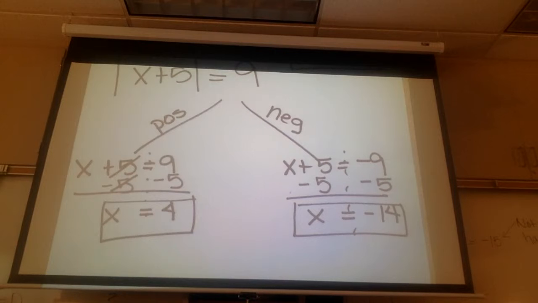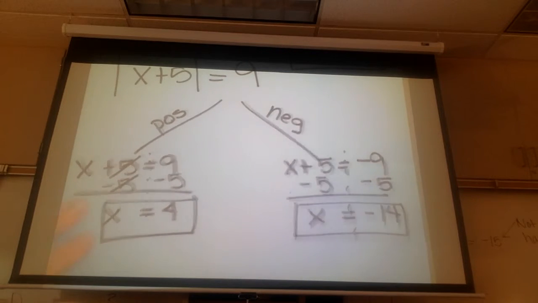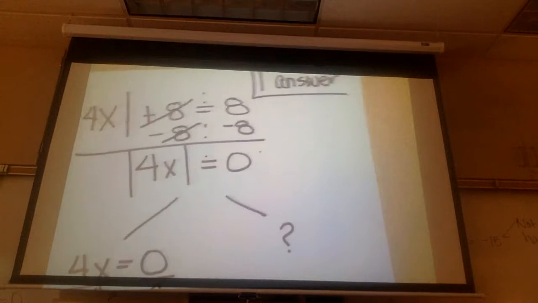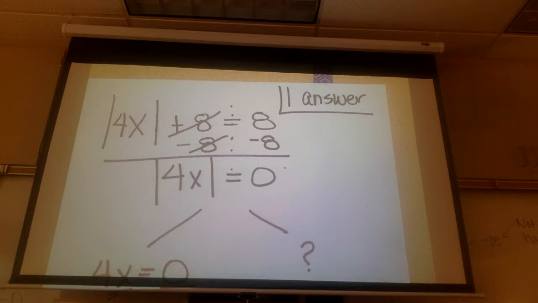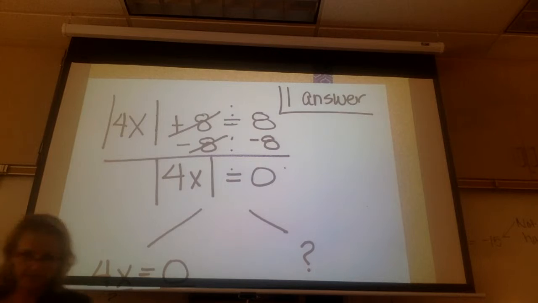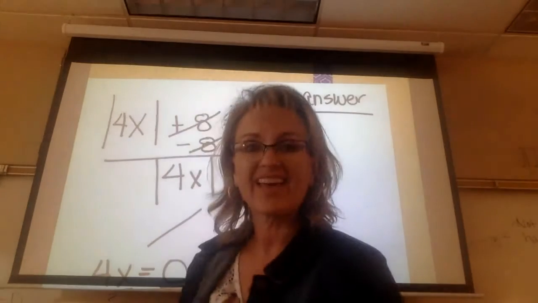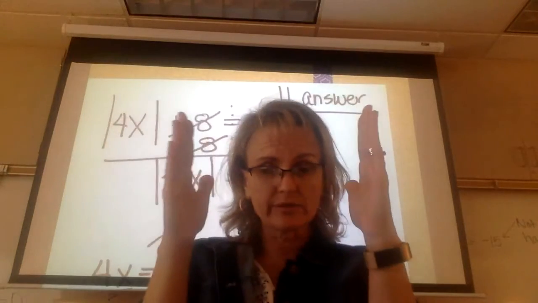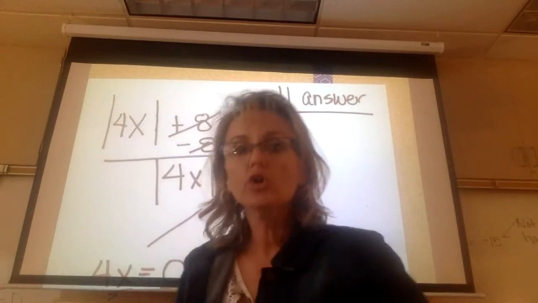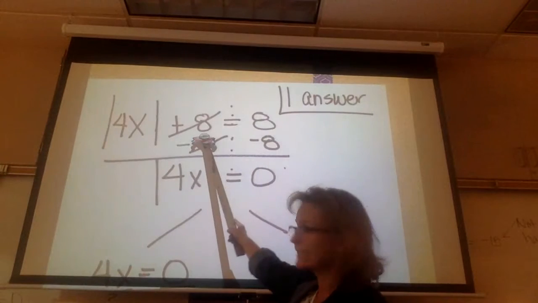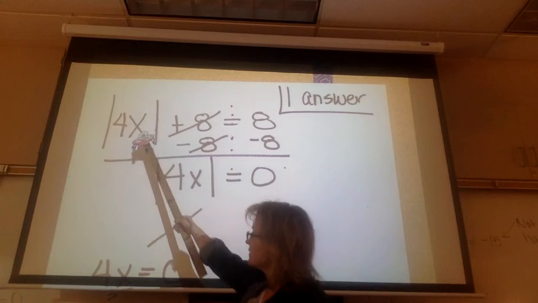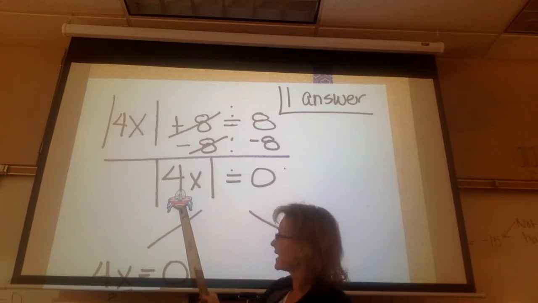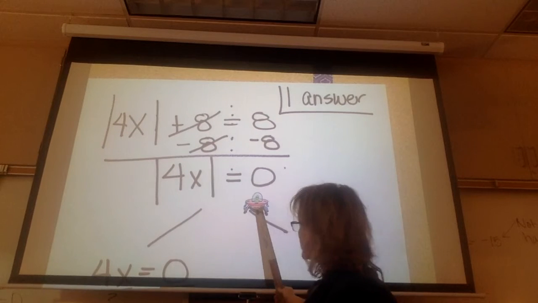Now, when we come to our next problem, we have the absolute value of 4x plus 8 equals 8. That one was not ready to solve because I didn't have everything outside of that absolute value cleared away to the other side. So I needed to get rid of plus 8. To get rid of plus 8, I subtracted 8 on both sides. When I do that, this is gone. I come up with the absolute value of 4x equals 0.